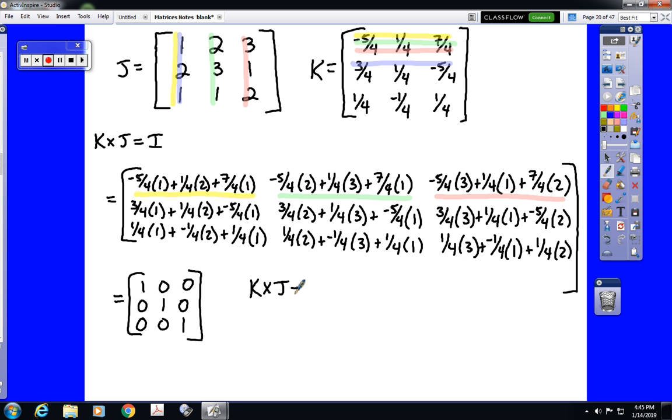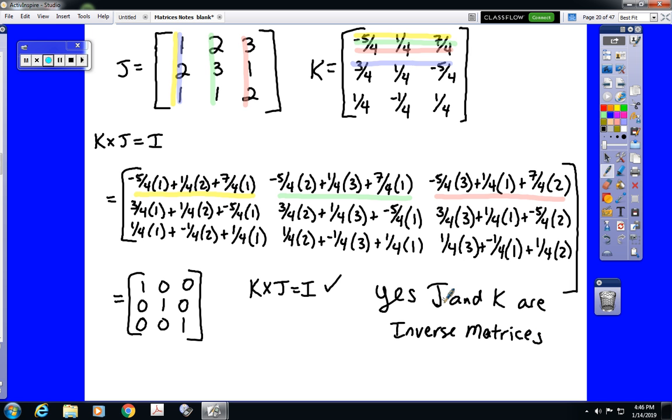So right there we've shown that K times J is equal to I, so we would say that yes, J and K are inverse matrices. Remember, if at any point in time any entry in the answer matrix does not match the identity matrix, it is a no. So there's the example for 3 by 3 and the end of this video.